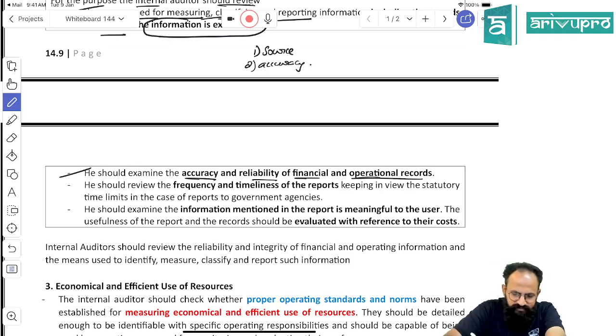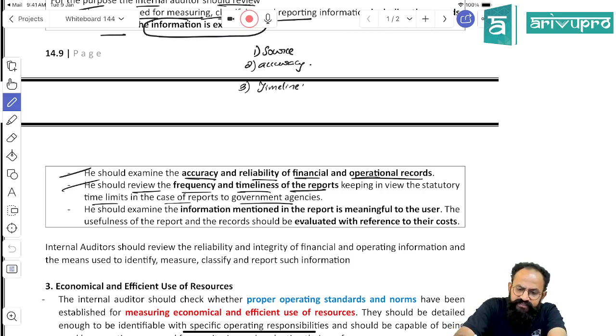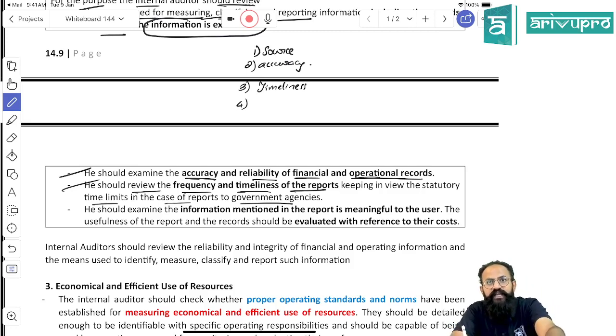Correct? Okay, next one. He should review the frequency and timeliness of the reports, keeping in view the statutory time limits in case of reports to government agencies. Meaning, are we meeting our timelines? For example, I have to file so many reports within 6 months, within 5 months, within 2 months, whether that has been taken care of or not.